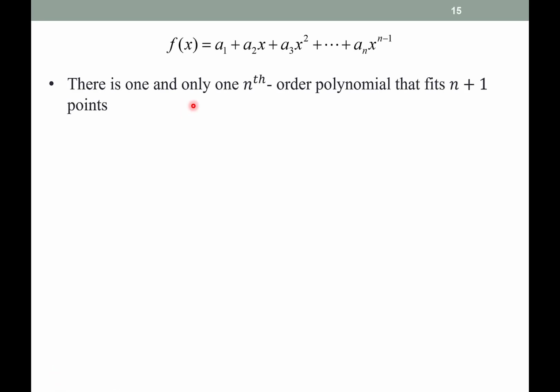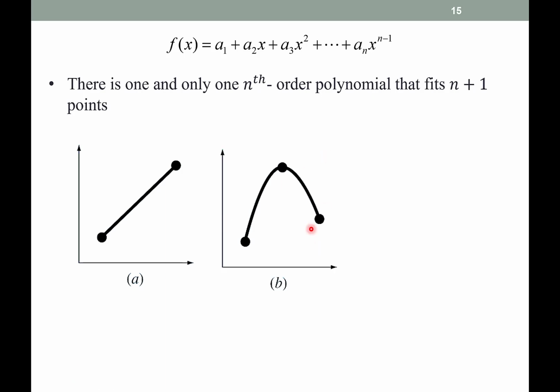So there's one and only one nth order polynomial that fits n plus 1 points. For example, if I have 2 points, there's only one first order polynomial that would fit these 2 points. Again, if I have 3 points, there's only one second order polynomial that fits these 3 points. And in this third example, there's only one third order polynomial that would fit these 4 points that we see here.